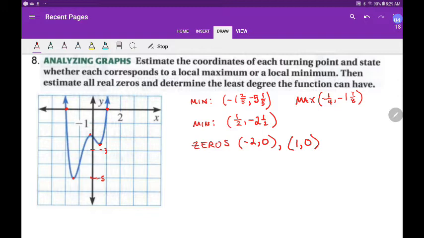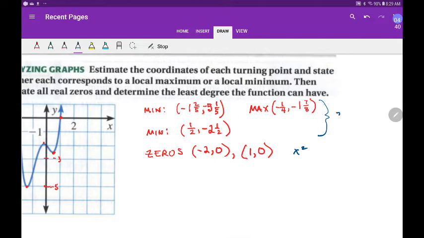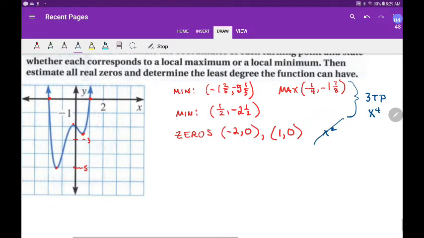Now let's see. Determine the least degree the function can have. Well, it's got 2 zeros. So that right there would tell me it's at least x squared, right? But wait, there's more. There's 3 turning points, right? 3 turning points. So the fact that there are 3 turning points would lead me to believe that it could be x to the 4th. So x squared is too little, given the 2 zeros.